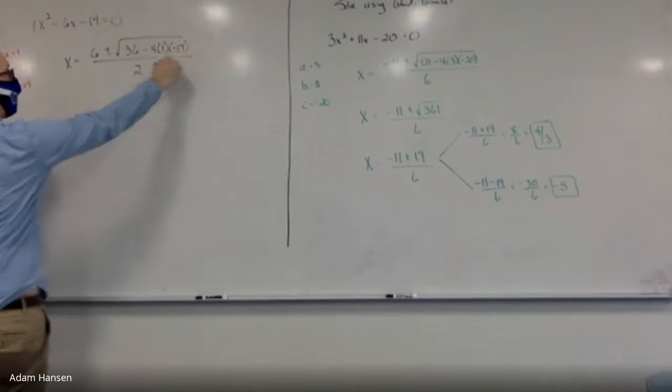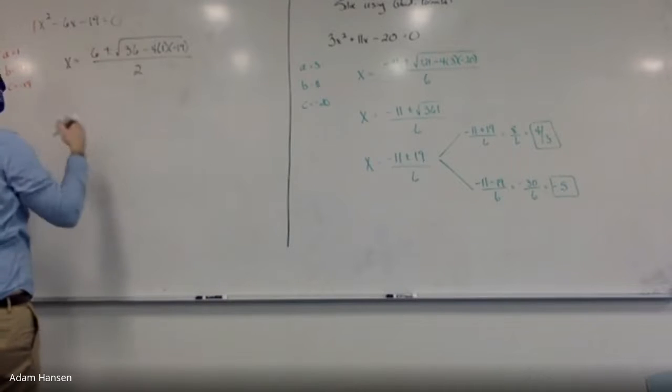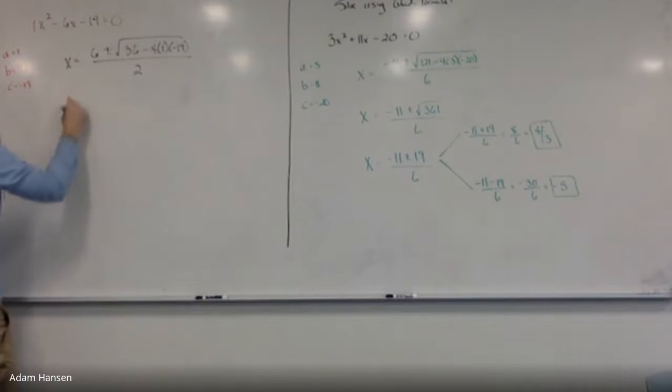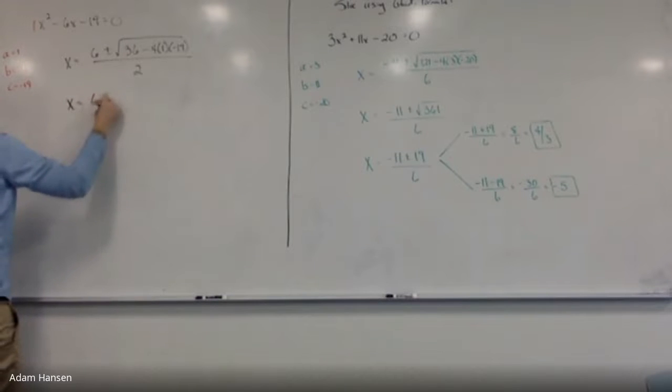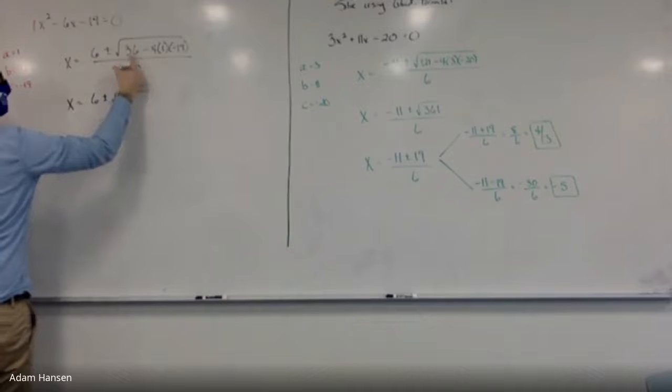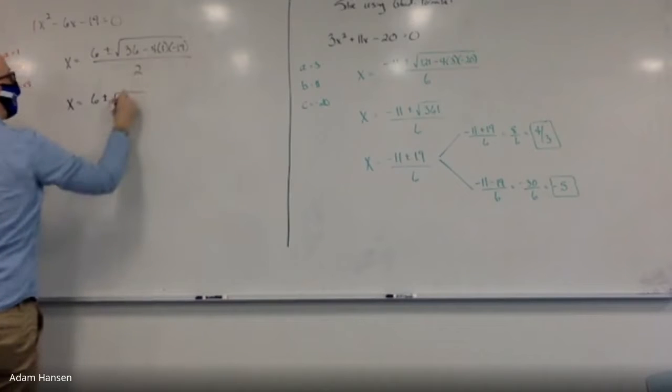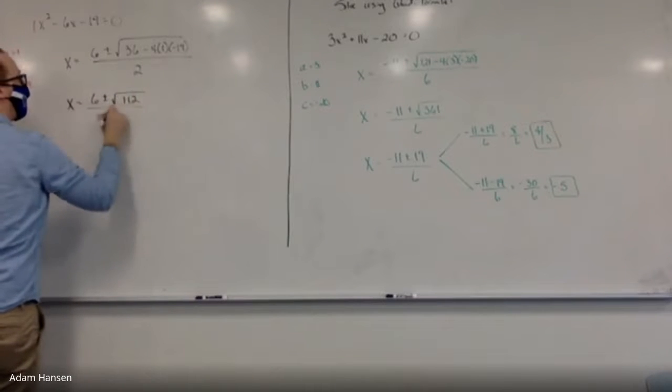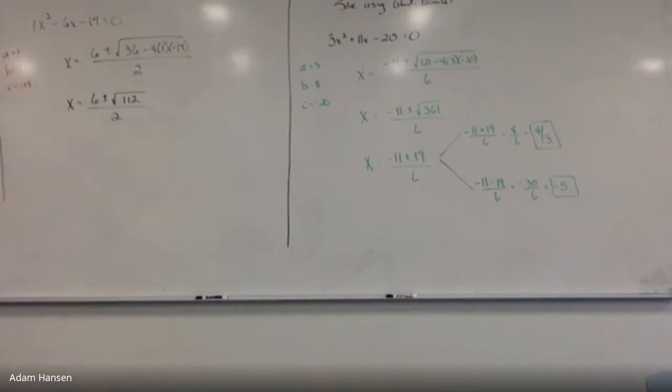All right, so this looks really messy right now, but watch what we're going to do. I'm going to take everything I've got inside that radical, 36 minus 4 times 1 times negative 19, and just call it 112. Two A is 2 times 1, so 2 times 1 is just 2.